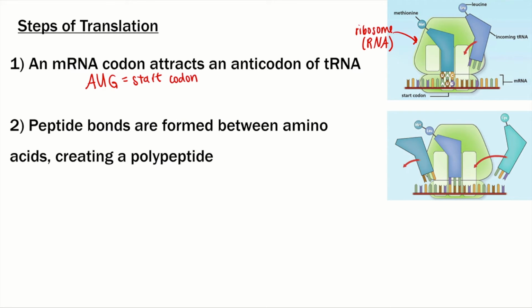Next, our tRNA molecules are going to keep bringing in these amino acids, and we're going to start forming peptide bonds between those amino acids. So as this keeps going, our tRNAs keep coming in, matching their anticodons to the codons of mRNA. These amino acids will be strung together, and we start to form a polypeptide.